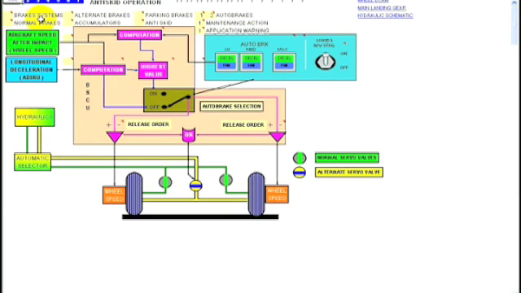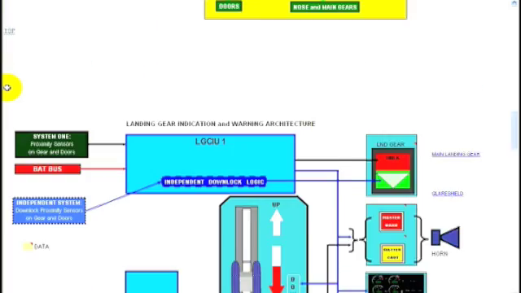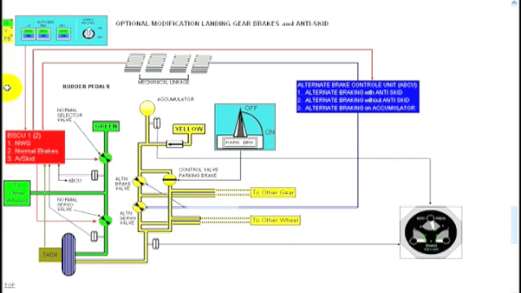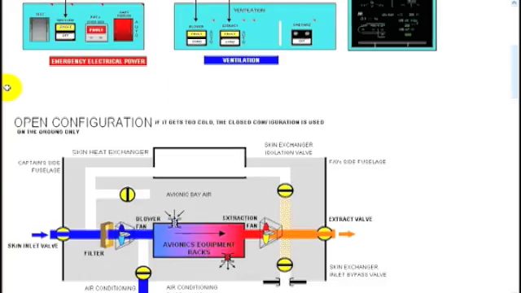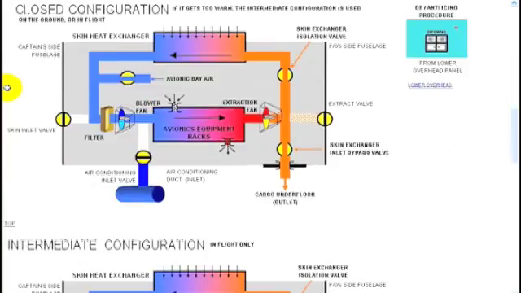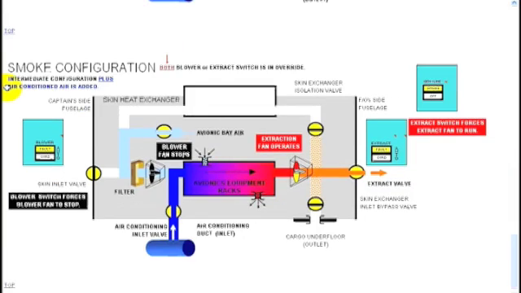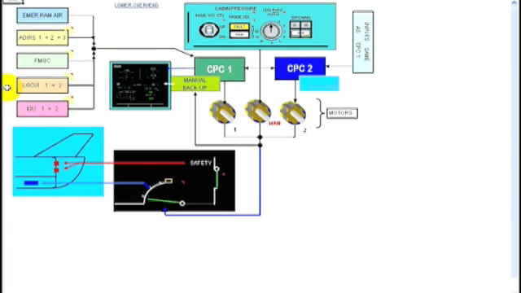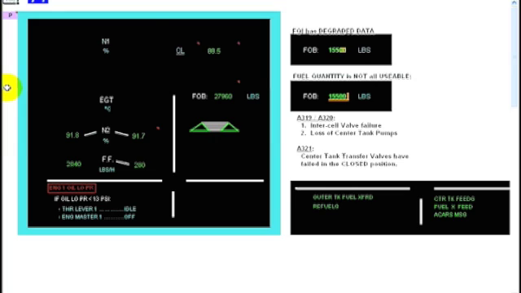Again, everything is repeated. Seven different presentations, nose wheel steering, gear door operation, indications and warnings, normal yellow, and optional green. Six different avionics cooling configurations. A picture is worth a thousand words. This is pneumatics and air conditioning, safety pressurization, and cargo smoke and differences.